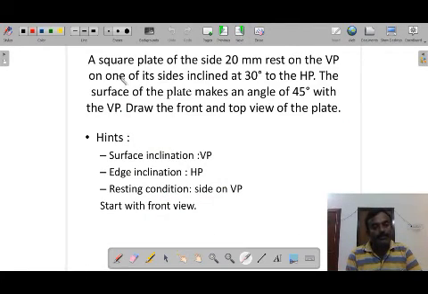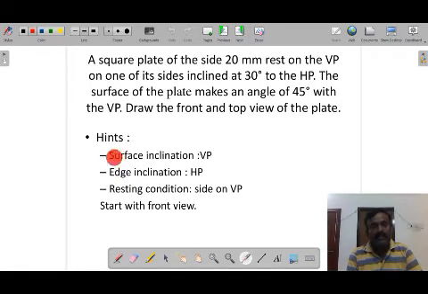So let us go for the third problem. It is a square plate of side dimension 20 mm. It is resting on the VP on one of its sides, which makes an angle of 30 degree. The surface of the plate makes an angle of 45 degree with the VP. So three things you have to look for. First one is surface inclination, second is edge inclination, third one is resting condition.